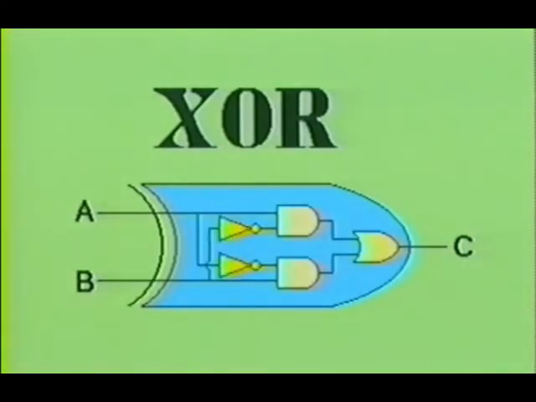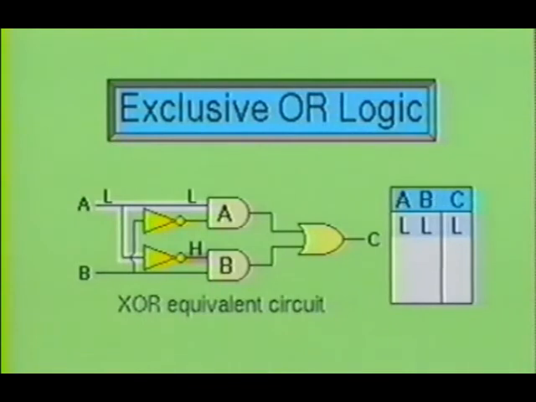Here we see an equivalent circuit of the exclusive OR gate. Notice that it consists of two inverters, two AND gates, and one OR gate. Let's examine the logic combinations of this gate. We will begin with both inputs in a low state of energy.